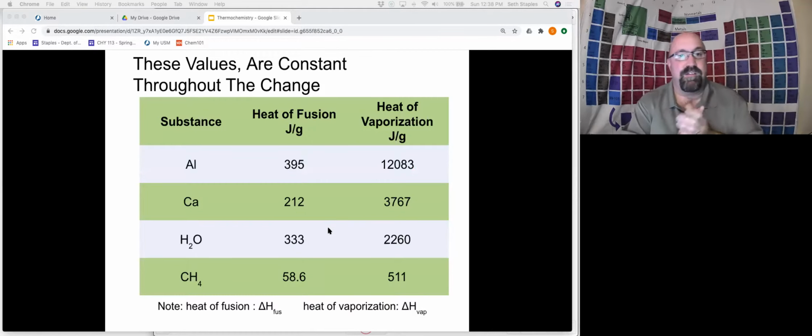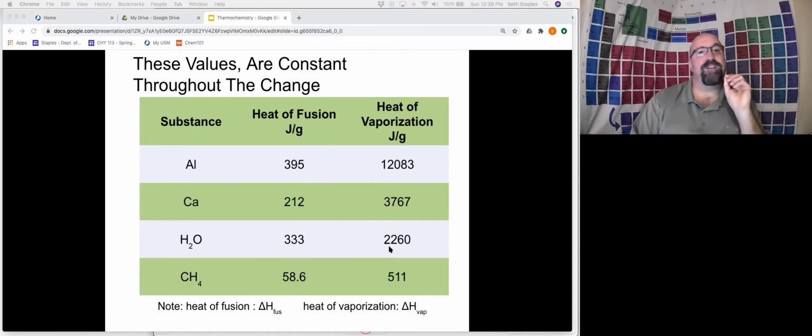And we can see some of those values here for some various substances. We're looking, for instance, at water. The heat of fusion is 333 joules per gram. The heat of vaporization is 2,260 joules per gram. Now you'll note the difference in units. This is a key distinction to make.